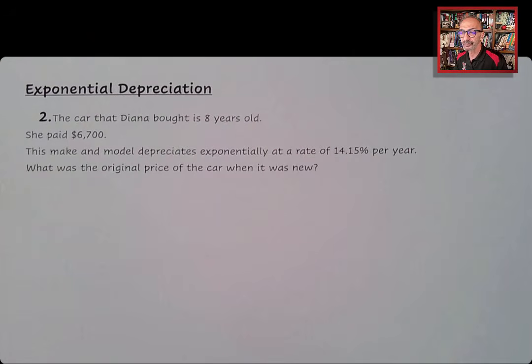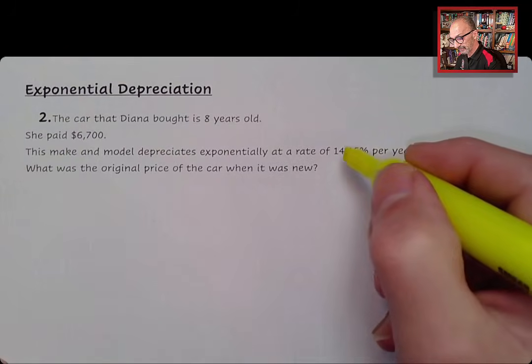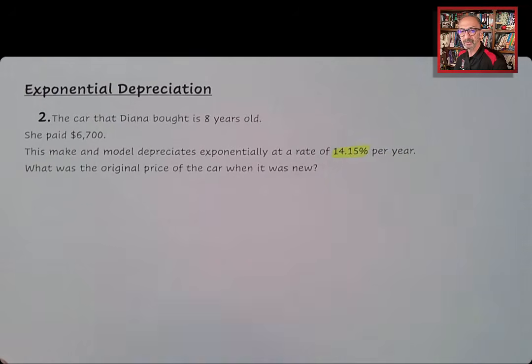Number 2. The car that Diana bought is 8 years old. She paid $6,700. This make and model depreciates exponentially at a rate of 14.15% per year. What was the original price of the car when it was new? So we have 14.15%.